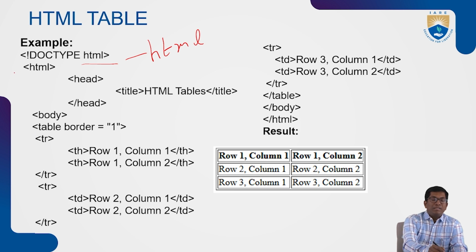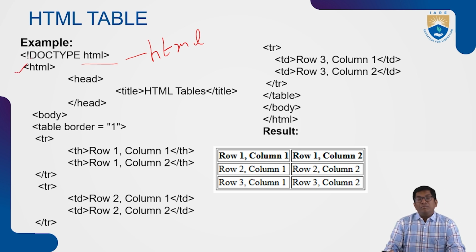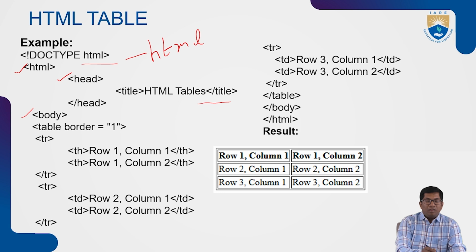The root element is html, and the HTML document contains two important sections. One is the head section, another one is the body section. The head section contains the title. It shows the title of the web document, the web page. So at the top left corner, it will show HTML tables. And we have the root element for creating the table. So this is a simple example.